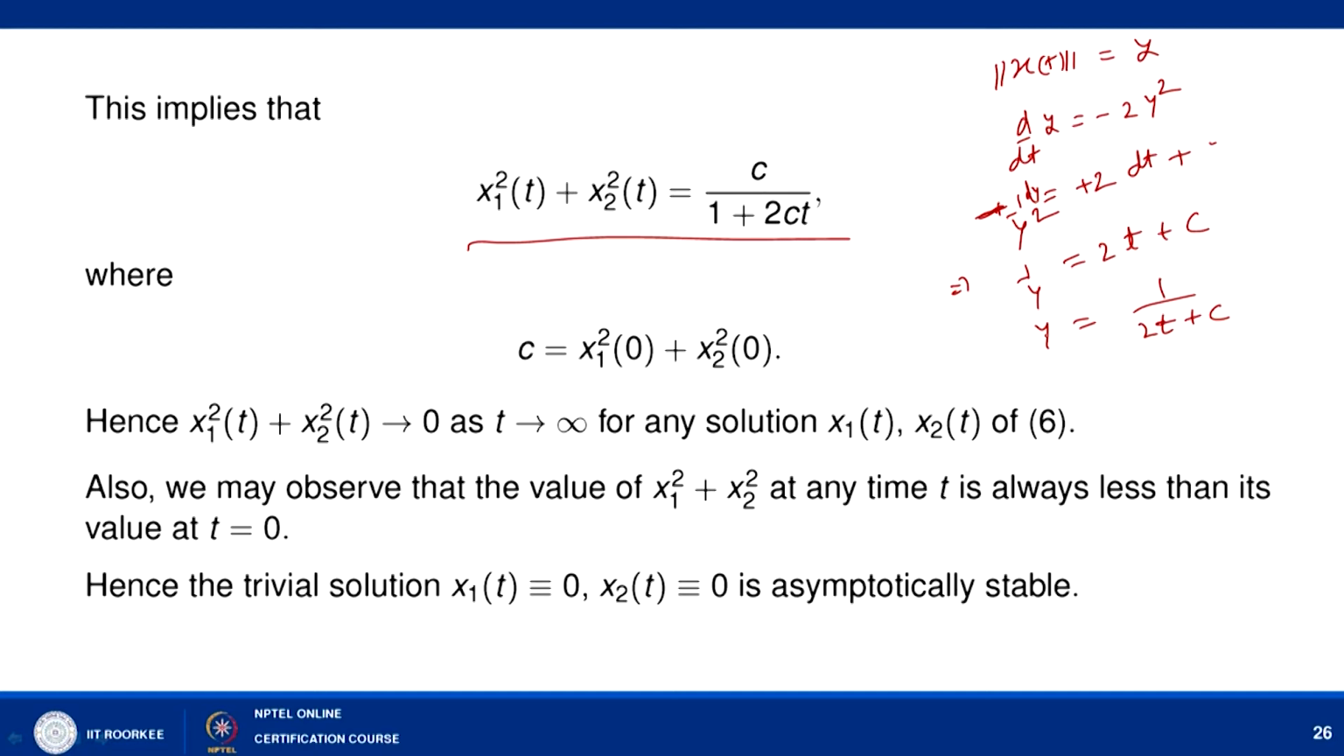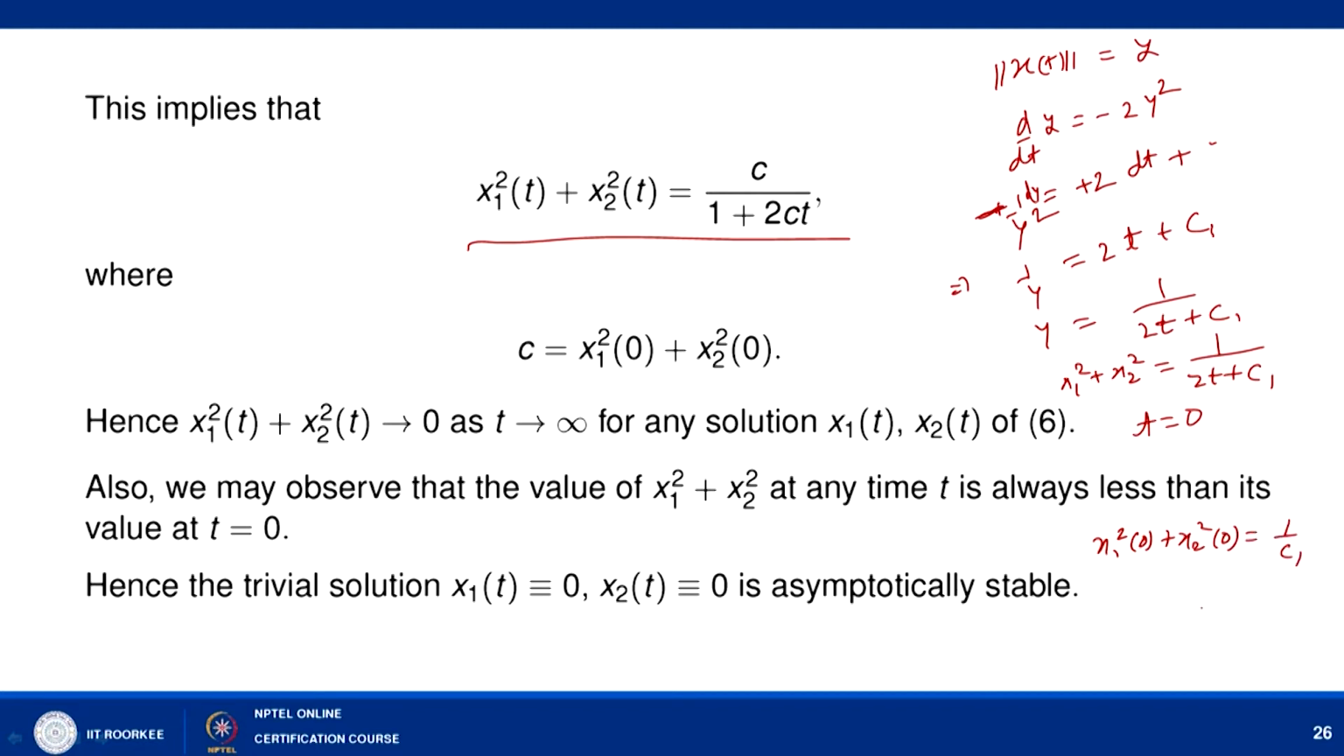So what we have obtained here is 1 by y equal to 2t plus c, let us call it c1, y equal to 1 upon 2t plus c1. Now calculate the value of c1, where y is x1 square plus x2 square equal to 1 upon 2t plus c1. At t equal to 0, what should be the value here? It is x1 square 0 plus x2 square 0 equal to 1 upon c1.